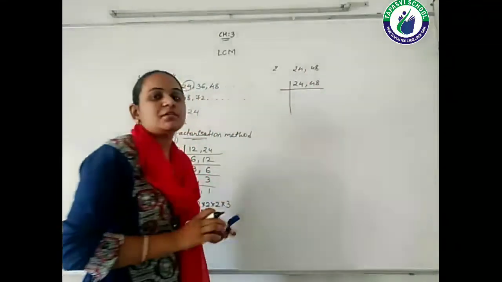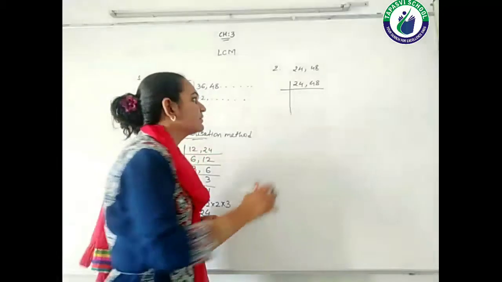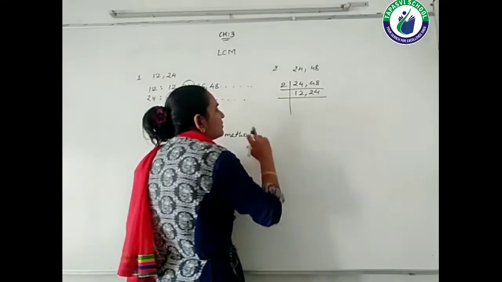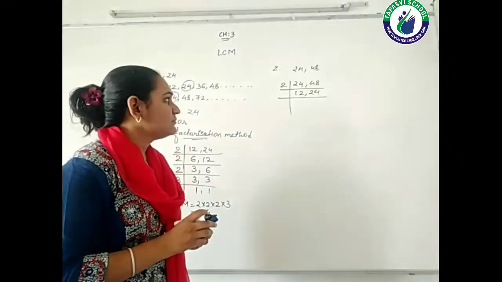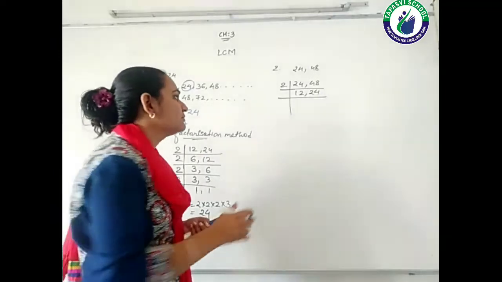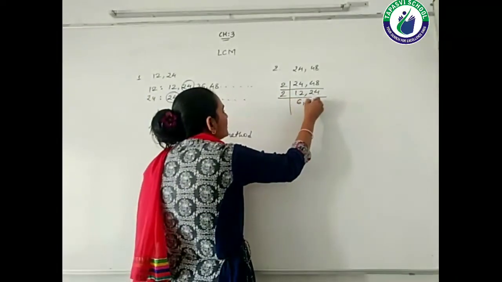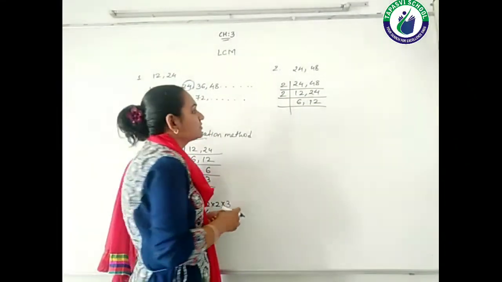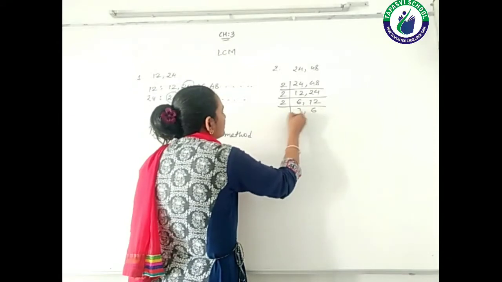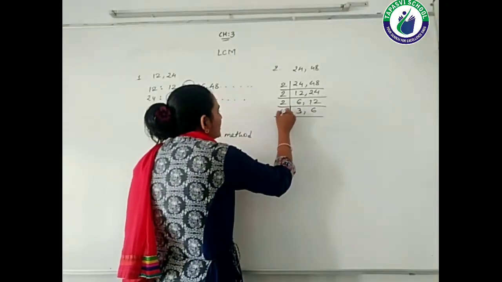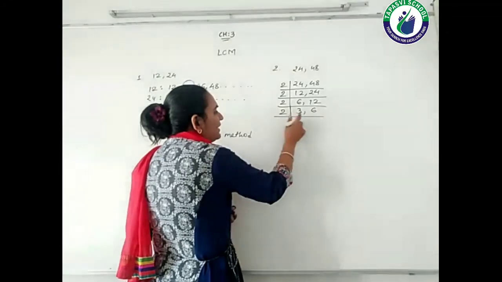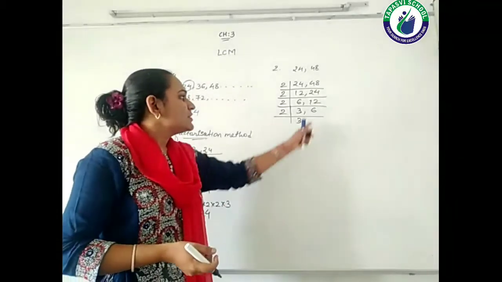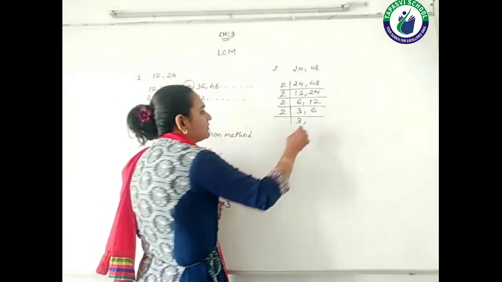Both the numbers are even numbers, so we'll get the chance to use 2 only. So 2 12s are 24. Then 2 24s are 48. Again both the numbers are even numbers, so it will be divided by 2. 2 6s are 12 and 2 12s are 24. 6 and 12 again both are even numbers, so it will be divided by 2. So 2 3s are 6 and 2 6s are 12. Again see this 3 cannot be divided by 2, so we'll write it as it is. If a number does not divide, write it as it is. 6 can be divided by 2, so we'll write 3.